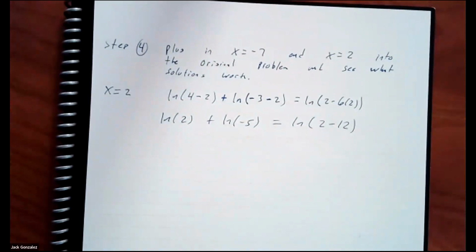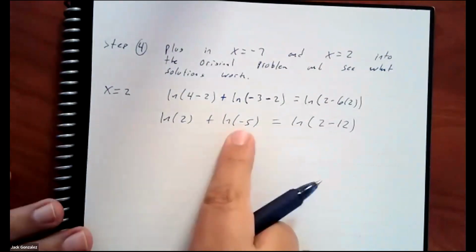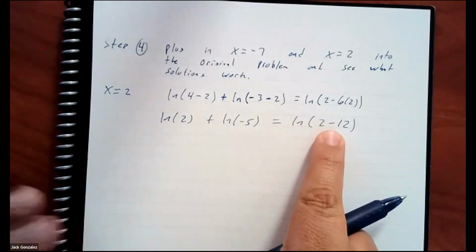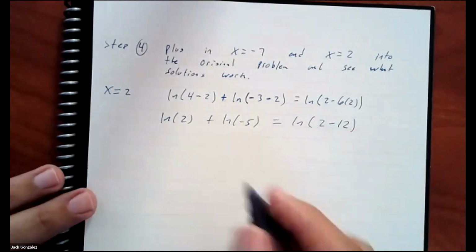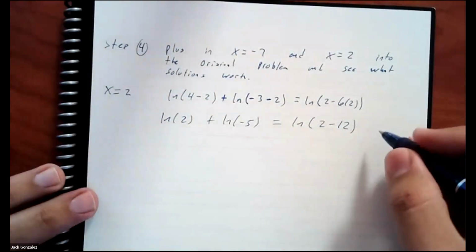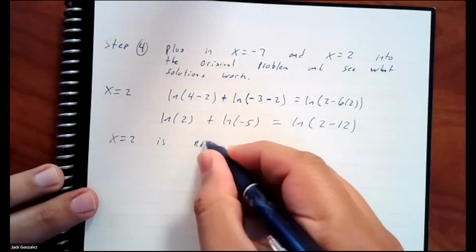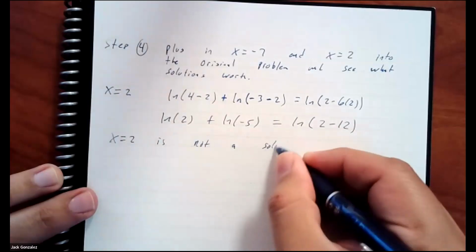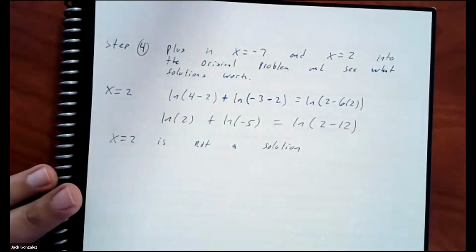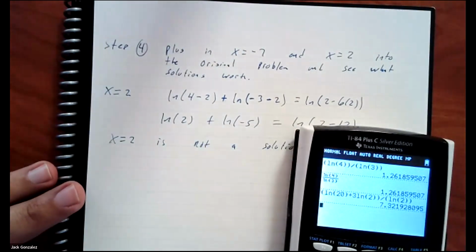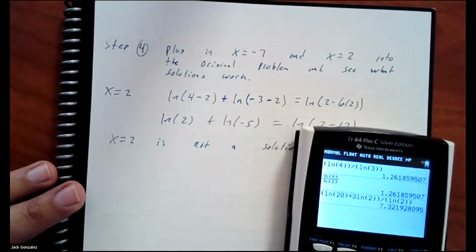You don't have to keep going, because right here you should see right away a negative value. This is another negative. As soon as you see one inside, this is not a solution. You'll see if you try to plug it in: ln of -5.